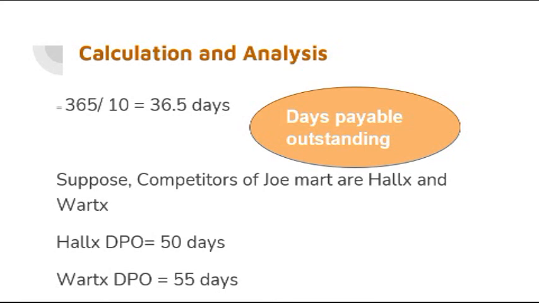Or the other way is to analyze the trend of the company. What if Joe Mart's days payable outstanding in the earlier year was 29 days and then it came to 32 days and now it is 36.5 days? Now it means the company is taking a longer time to pay back the suppliers. And it may be due to the reason that the company wants to retain the cash for reinvestment, or maybe the company is facing difficulties in paying its short-term obligations. So there you need to see whether it would be beneficial for the supplier to supply products on credit to Joe Mart or not.